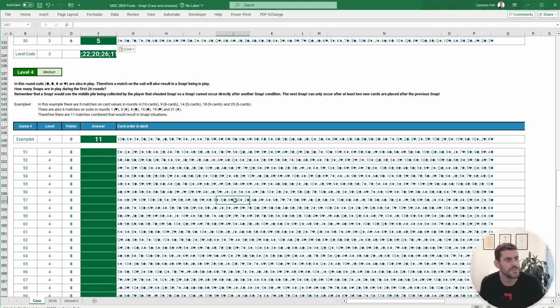8 minutes. In this round, suits are also in play, therefore a match on the suit will also result in a snap. How many snaps are in play during the first 26 rounds?